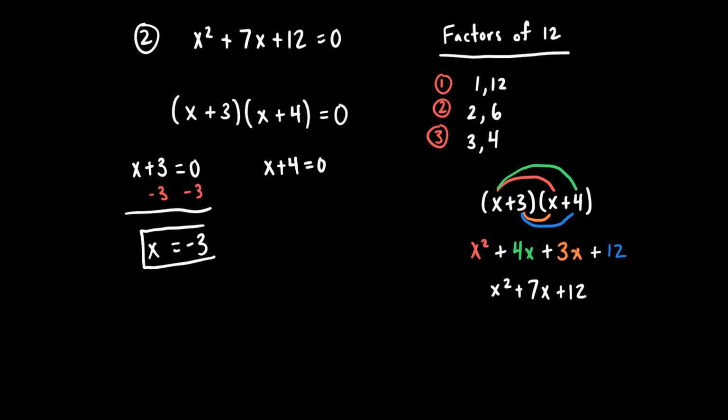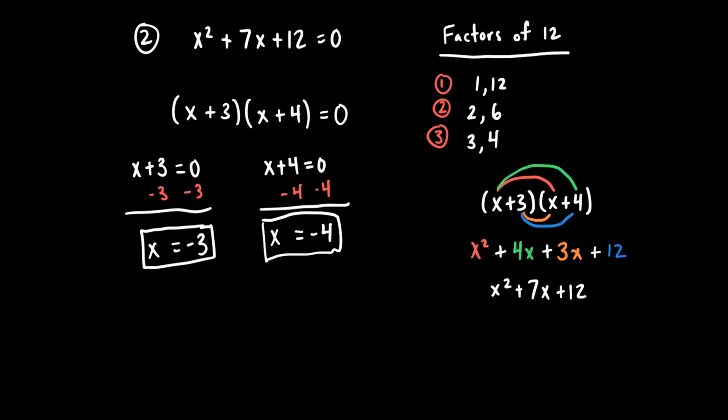That would be one of your solutions. And then over here, if you subtract 4 from both sides, you'll get x is equal to negative 4. That would be your other solution. What does it mean for something to be a solution? It means that when you take this number and plug it back into the original equation up here, it should be true.